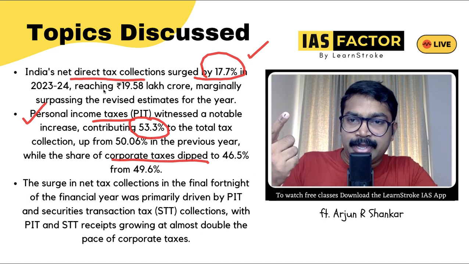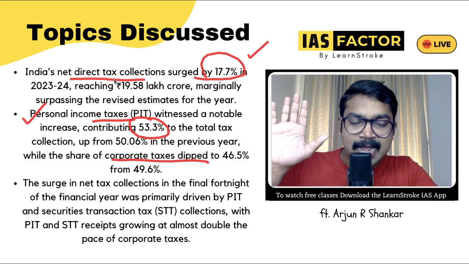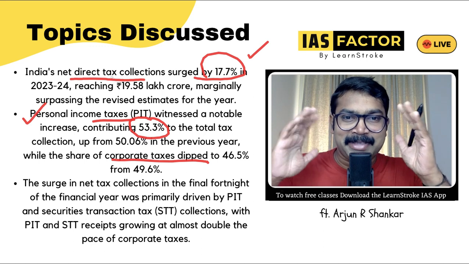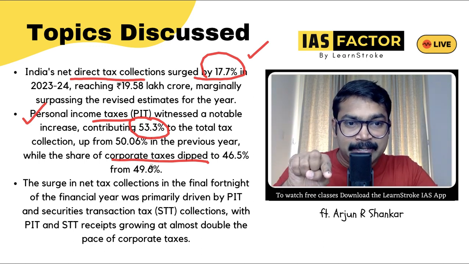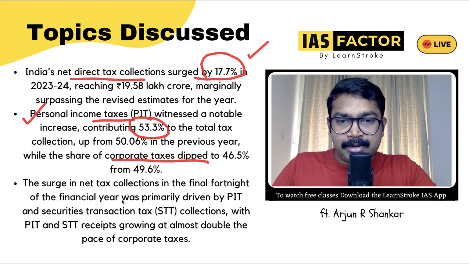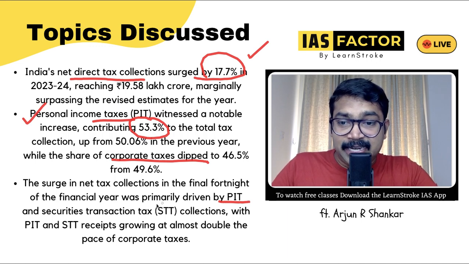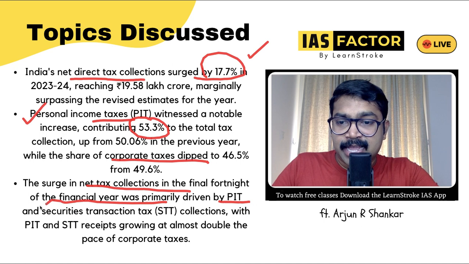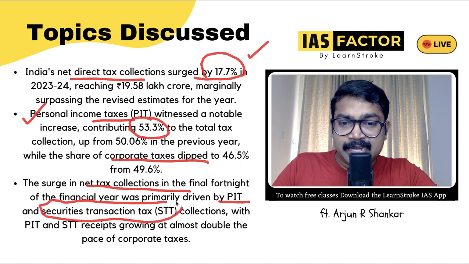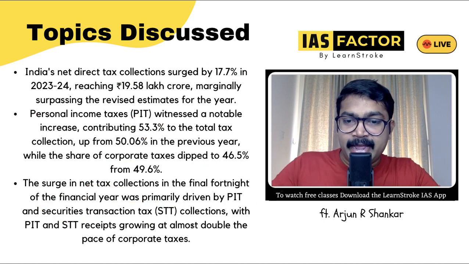Income tax is increasing. Total net direct tax is high. Personal income tax has increased, but corporate tax has dipped. And net collection, you can also see, was driven by PIT, the personal income tax, and STT. The surge in net tax collection in the final fortnight was driven by STT. What is securities transaction tax, or STT?